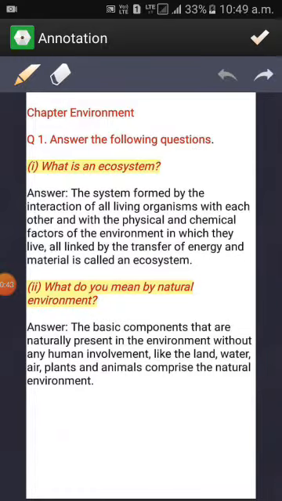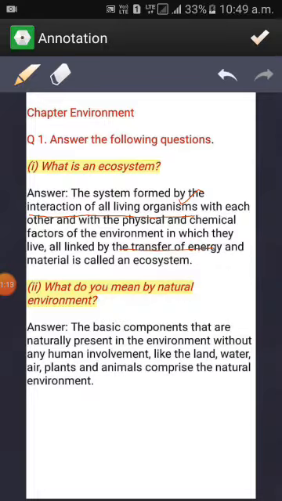First question is, answer the following questions. Some questions are given here. We are required to write the answers of these questions. First question is, what is an ecosystem? We can write the answer like this: The system formed by the interaction of all living organisms with each other and with the physical and chemical factors of the environment in which they live, all linked by the transfer of energy and material, is called an ecosystem.